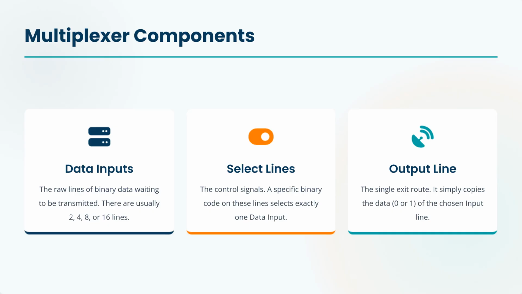The multiplexer has 3 main components. Data inputs are the raw lines of binary data, usually 2, 4, 8, or 16 lines. Select lines are the control signals. A specific binary code on these lines selects one data input. The output line is the single exit route that copies the data of the chosen input line.